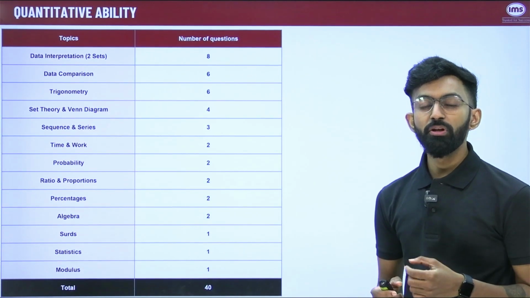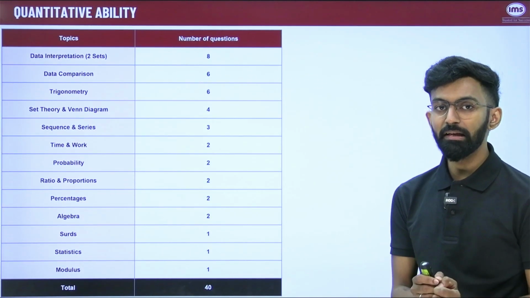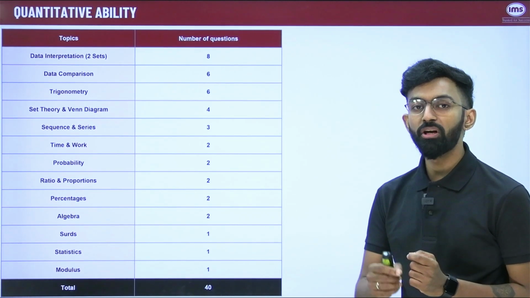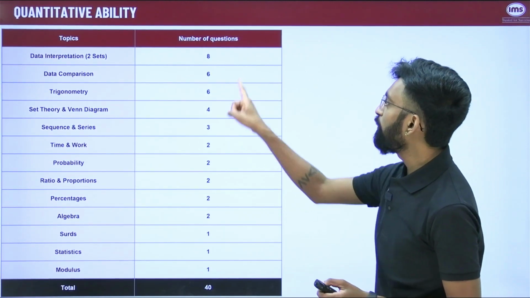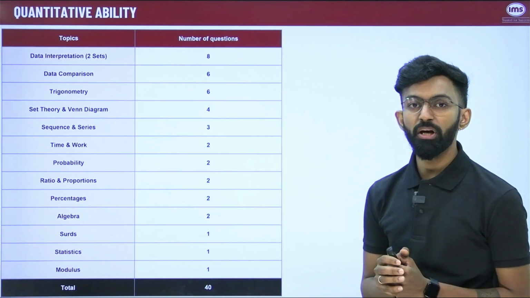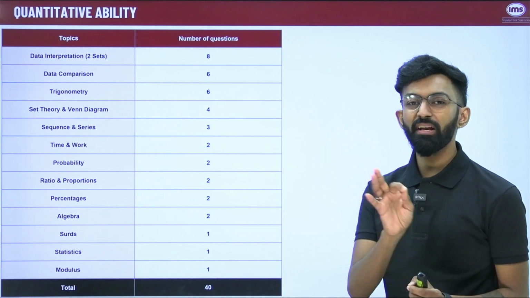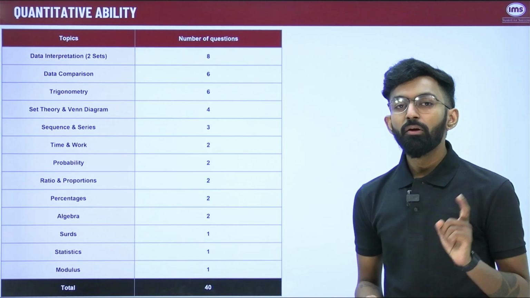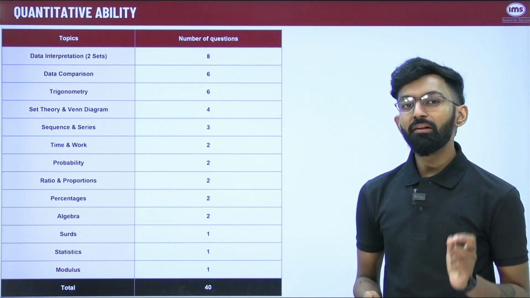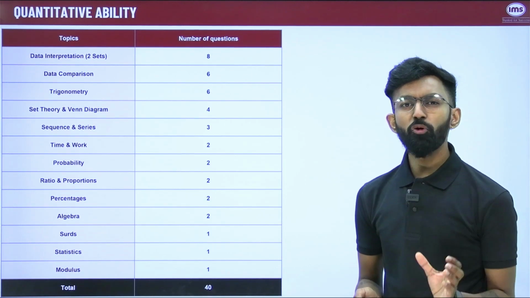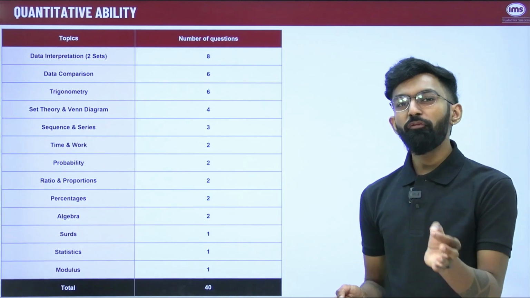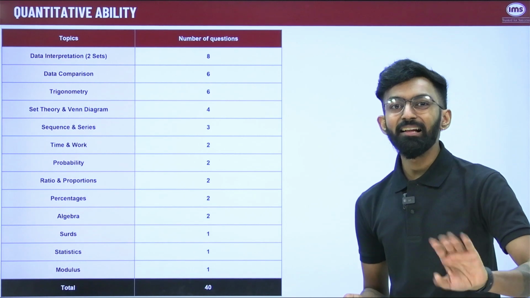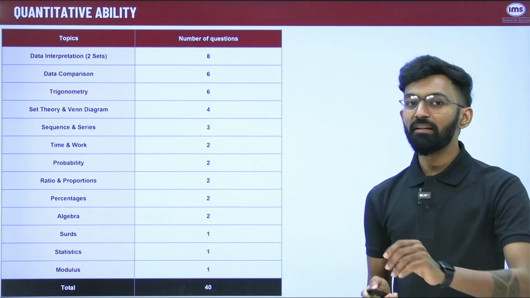Now, one of our students has written NPAT recently, and this is what he had encountered in the quant section. There were 8 questions in data interpretation across 2 sets where each set had 4 questions. Now these sets were very easy. One set was on profit and loss, the other set was on percentages. So very easy to comprehend. But there were few questions which were slightly lengthy to calculate and get the answer.